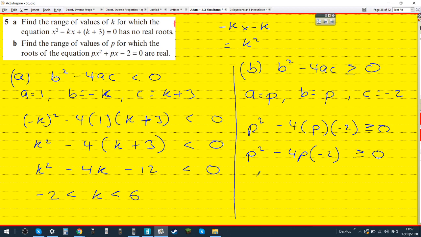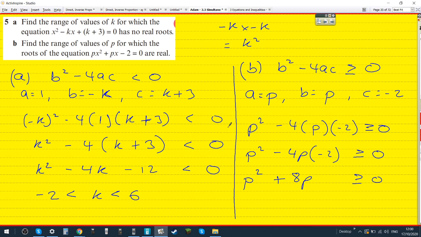And then could you divide by -4P? Expand the brackets. Oh, so yeah, -4 times P times -2. Okay. So -4, so it gives you 8P. It'd be P squared plus 8P. Would that be alright? Yep. Is greater than or equal to 0. And then could you put that into the calculator? Yep.